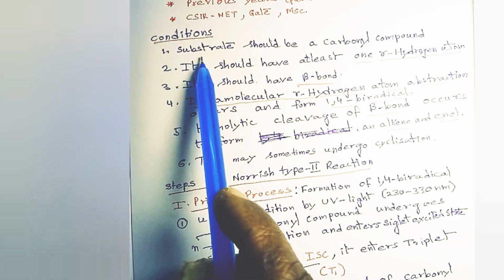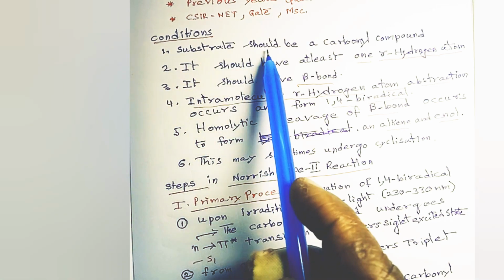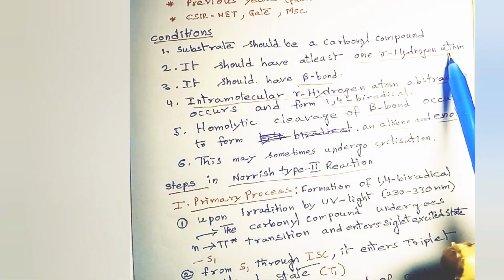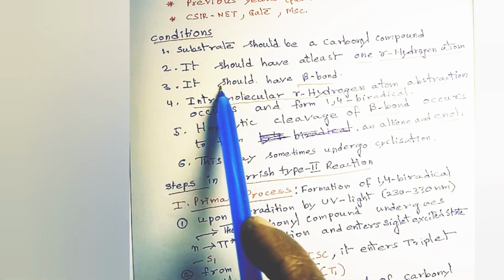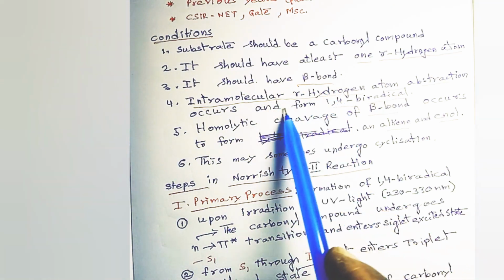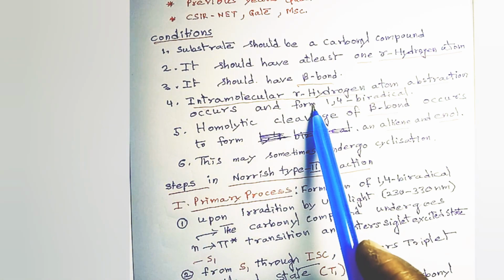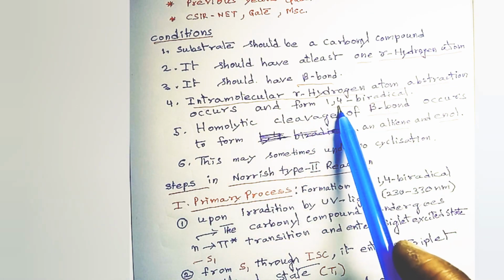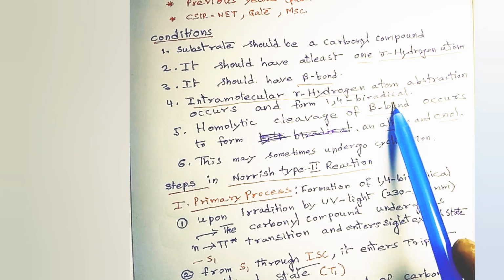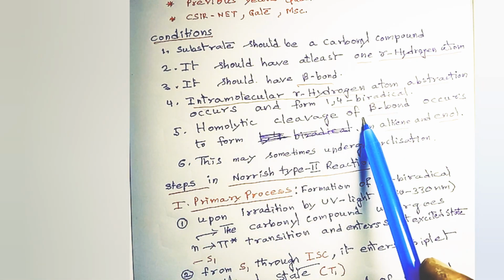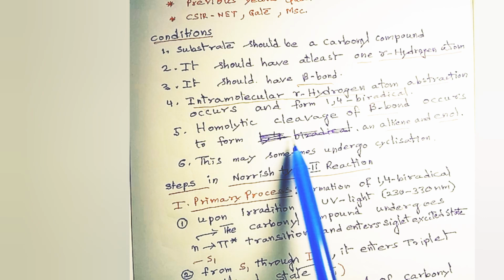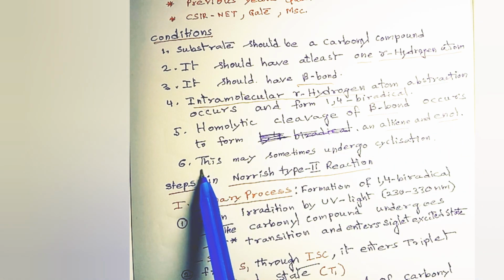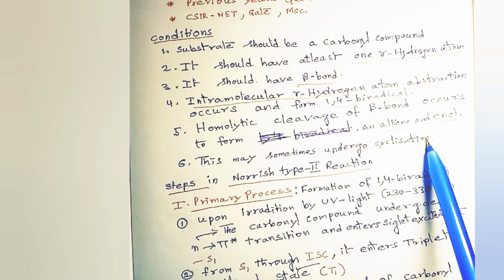The substrate should be a carbonyl compound. It should have at least one gamma hydrogen atom. It should have a beta bond. Intramolecular gamma hydrogen atom abstraction occurs and forms a 1,4 biradical. Homolytic cleavage of the beta bond occurs to form an alkene and an enol. This may sometimes undergo cyclization.